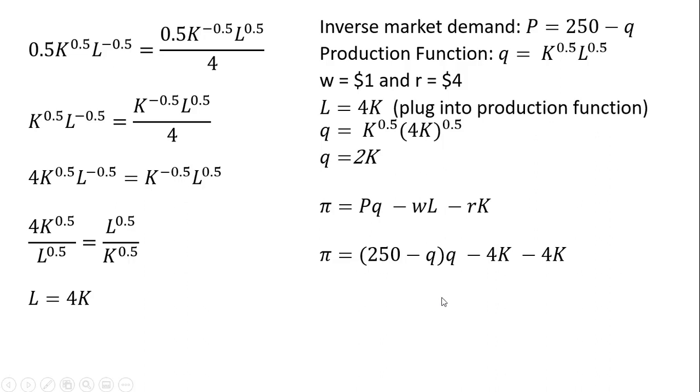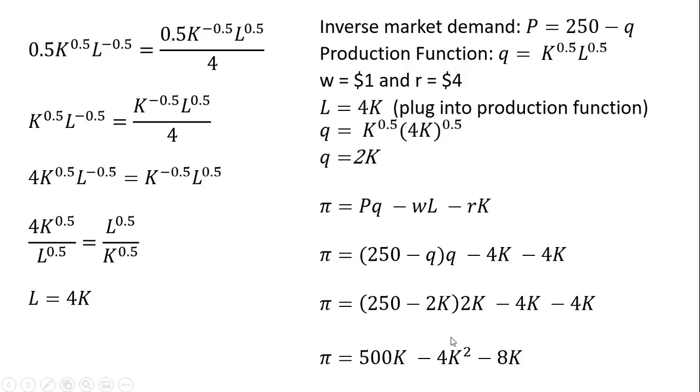All right, the next thing I want to do is where we have this Q, I'm going to plug in 2K. So minus 2K, and then we've got another Q here, that's going to be a 2K as well, so making that substitution. And now let's simplify this up a little bit here. 2K times 250, 500K, minus 2K times 2K, minus 4K squared, and then we have minus 8K with these last two terms. Just rewriting that last expression.